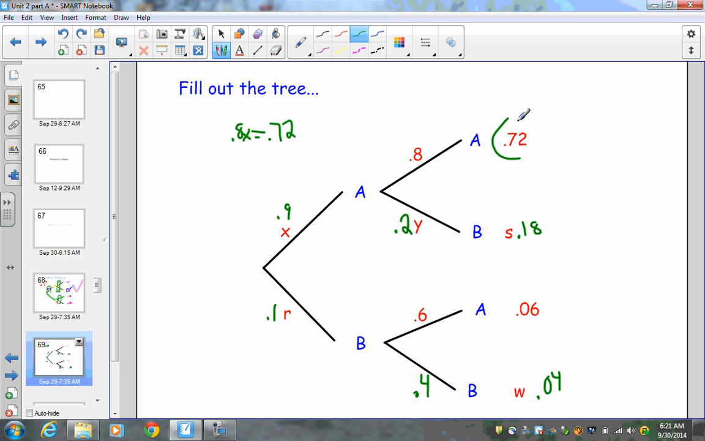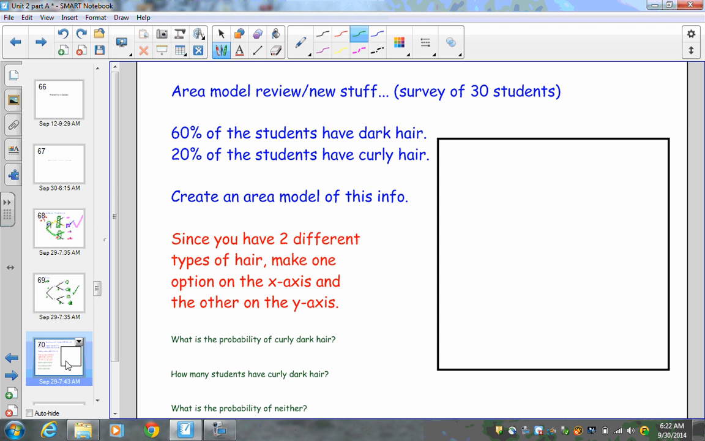If I was to add all these numbers up, remember, if you don't get 100, it does not work. Not saying you're messed up, but the problem got messed up here. And so that works out. Awesome. So those are our tree diagrams. Let's go into area models here.